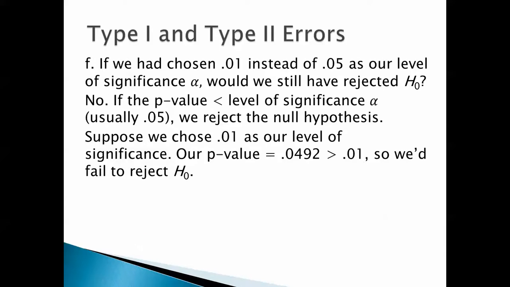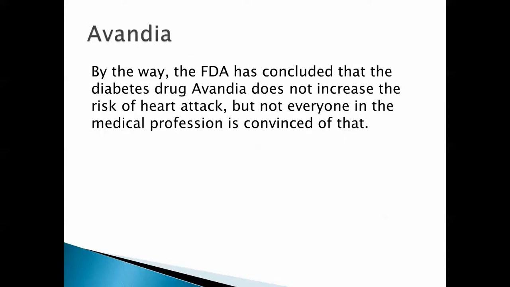If we had chosen 0.01 instead of 0.05 as our level of significance alpha, would we still have rejected H0? No. If the p-value is less than the level of significance alpha, usually 0.05, we reject the null hypothesis. Suppose we chose 0.01 as our level of significance. In this case, our p-value is 0.0492, which is greater than 0.01, so we'd fail to reject H0. Again, if you make your alpha smaller, it just makes it less likely that you're going to reject that null hypothesis. By the way, the FDA has concluded that the diabetes drug Avandia does not increase the risk of a heart attack, but not everyone in the medical profession is convinced of that.